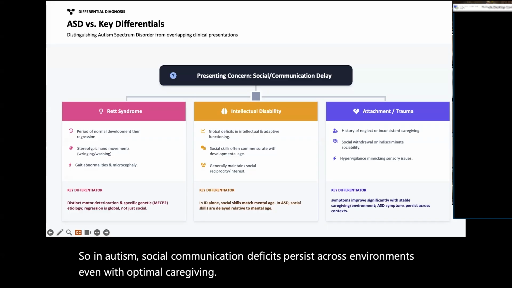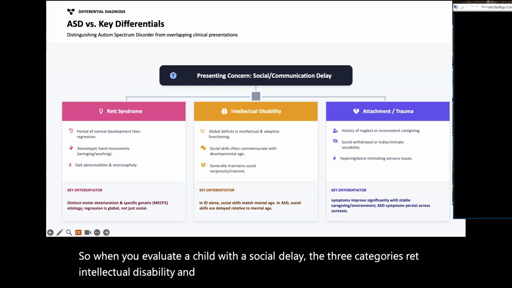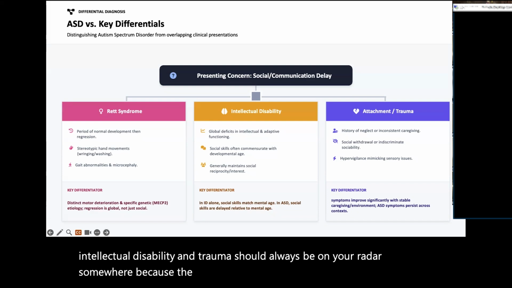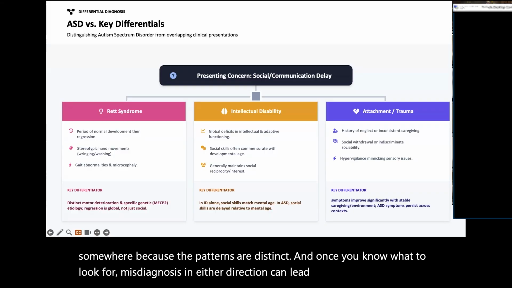So when you evaluate a child with a social delay, the three categories, Rett, intellectual disability, and trauma, should always be on your radar somewhere because the patterns are distinct. And once you know what to look for, misdiagnosis in either direction can lead to ineffective or even harmful care.